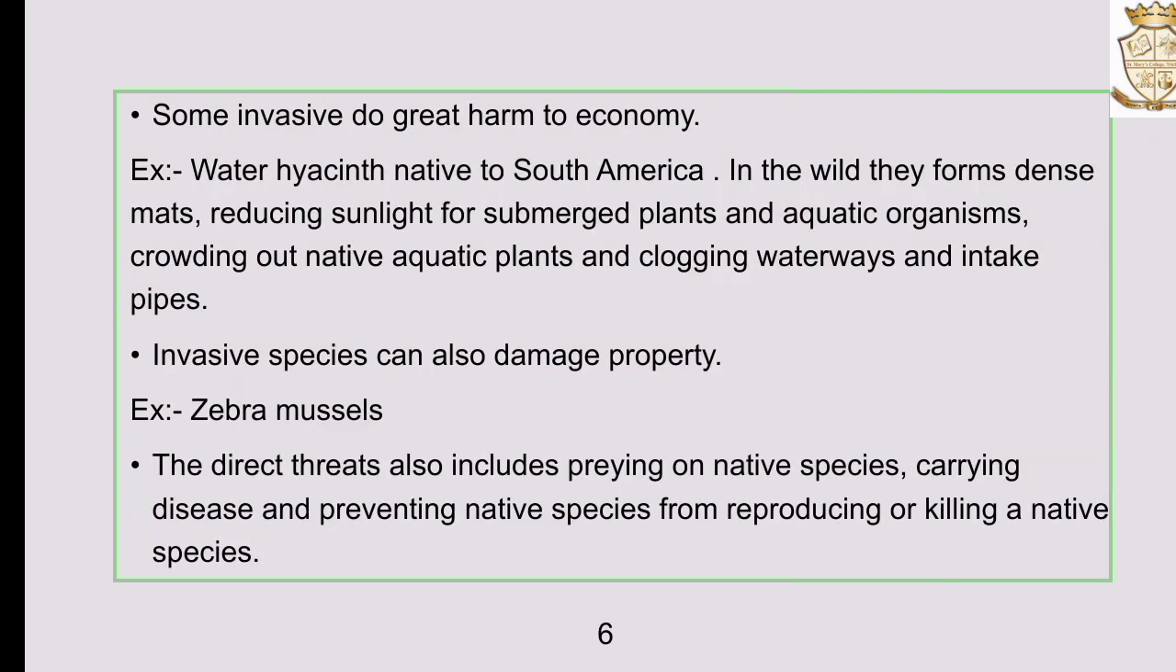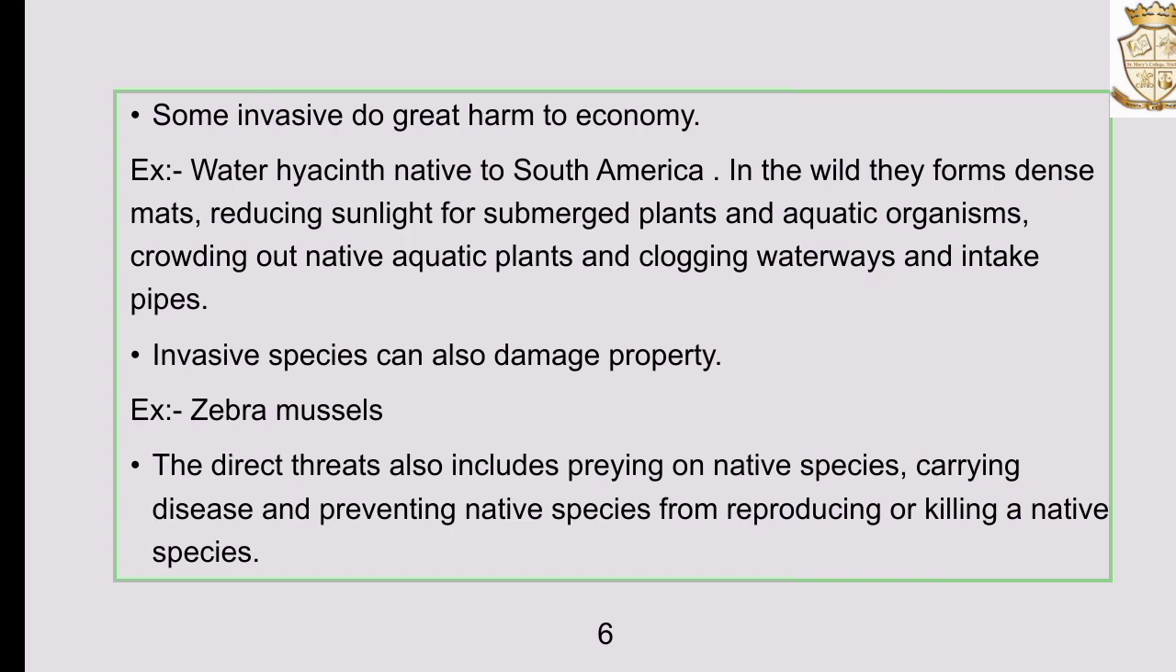Some invasive species do great harm to the economy. One of the most important examples is water hyacinth, native to South America. In the wild, they form dense mats, reducing sunlight for submerged plants and aquatic organisms, crowding out native aquatic plants, and clogging waterways and intake pipes. Invasive species can also damage property. One example is zebra mussels.